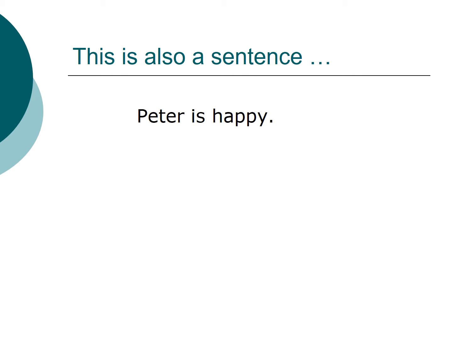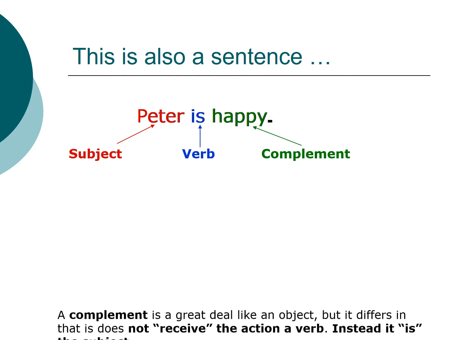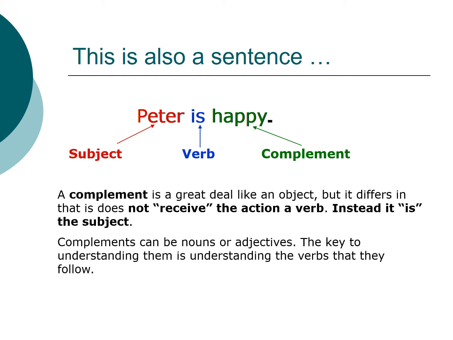Peter is happy. Here I have Peter as a subject and is as the verb. But here I don't have anything that receives the action, so this is not an object. It's called a complement. What is the complement? It's a great deal like an object, but it differs in that it does not receive the action of a verb. Instead, it describes the subject. So complements can be nouns or adjectives. The key to understanding them is understanding the verbs that they follow.